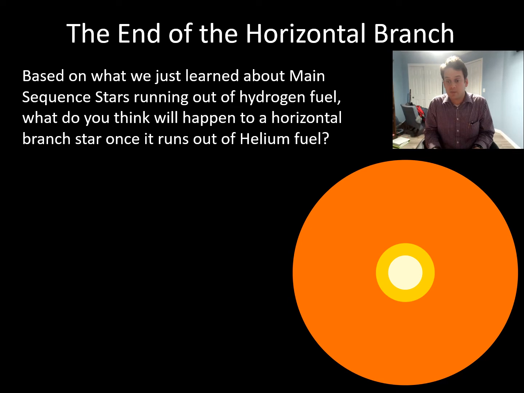So in the horizontal branch, we've got a situation where, again, we have two types of fusion going on: helium to carbon through the triple alpha process in the core, and hydrogen to helium through the proton-proton chain in the shell. But again, we're going to run out of fuel in the core. And so what happens next is the question. What happens when the triple alpha process reaches the end?